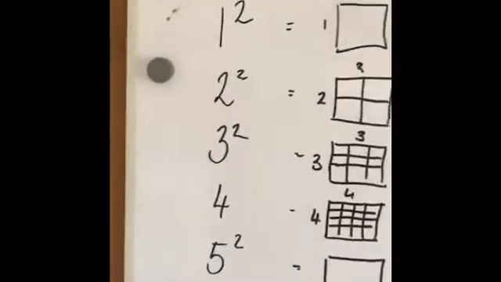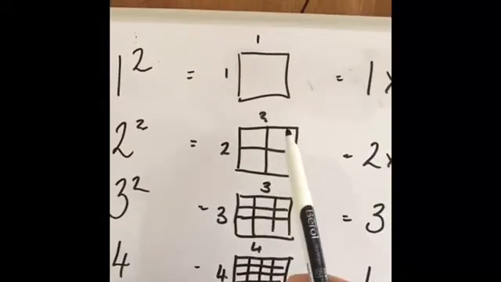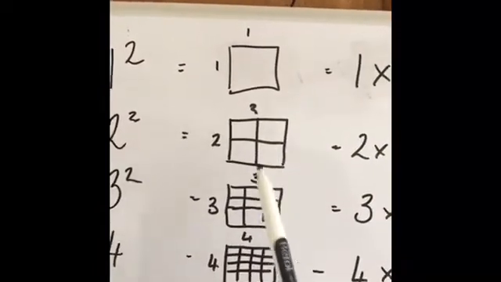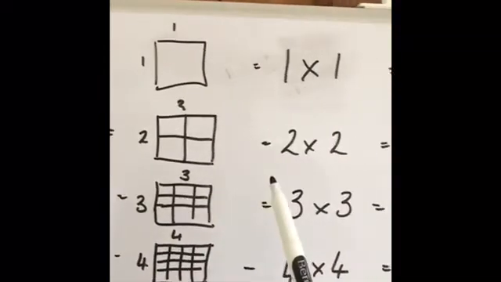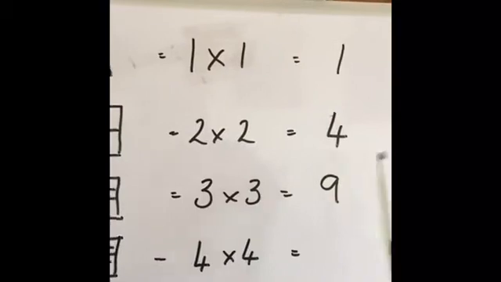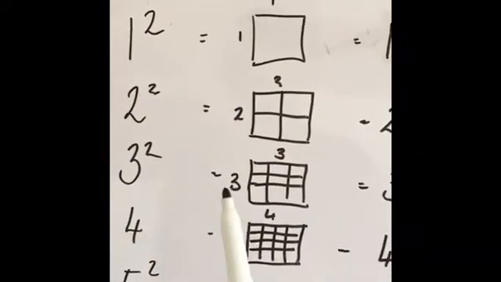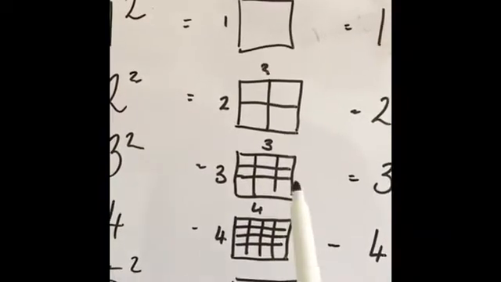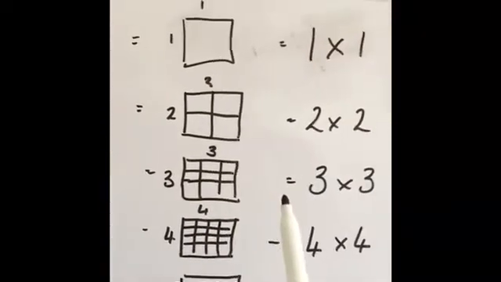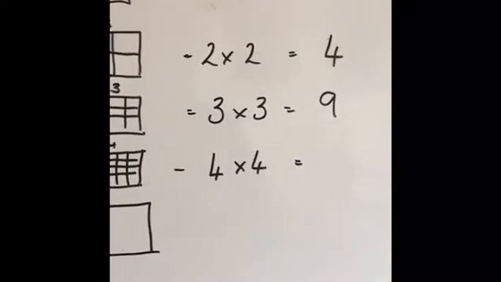So to find out 2 squared, we have 2 multiplied by 2. So we've got this drawn as a representation squares here, which equals 2 times 2 and gives us the answer of 4. Then we have 3 squared, and we have 3 squares by 3 squares, which is the same as doing 3 multiplied by 3, which gives us the answer of 9.